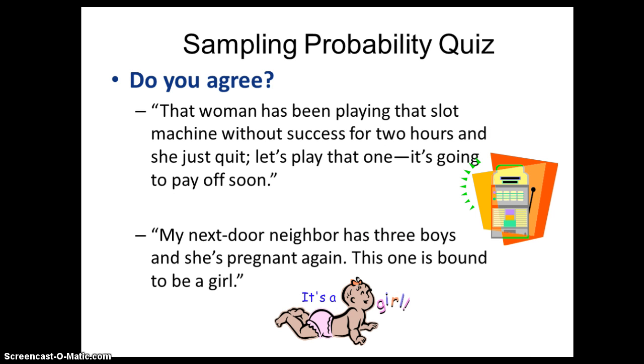Do you agree with the very first one? That woman has been playing that slot machine without success for 2 hours, and she just quit. Let's play that one. It's going to pay off soon. Do you think that that's true or not? Okay. And the second one. My next door neighbor has 3 boys and she's pregnant again. This one is bound to be a girl. Do you agree with that statement? If you said that you agreed with either of the statements, then you're falling prey to the gambler's fallacy.